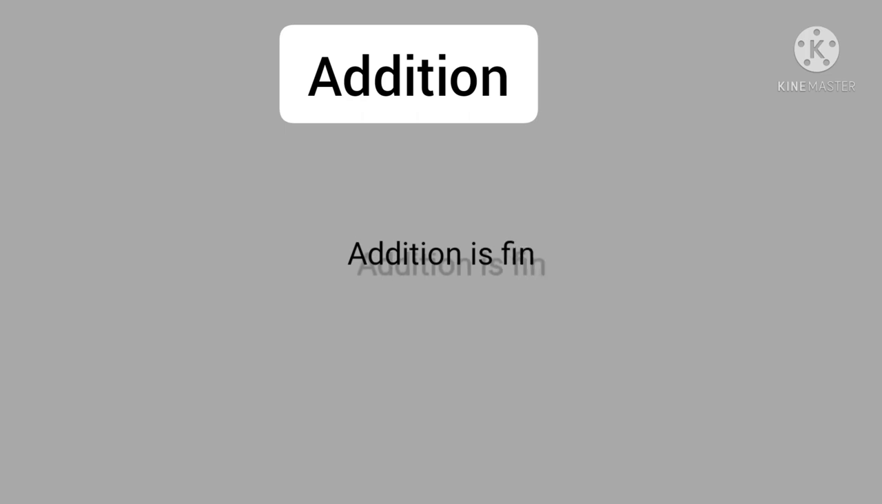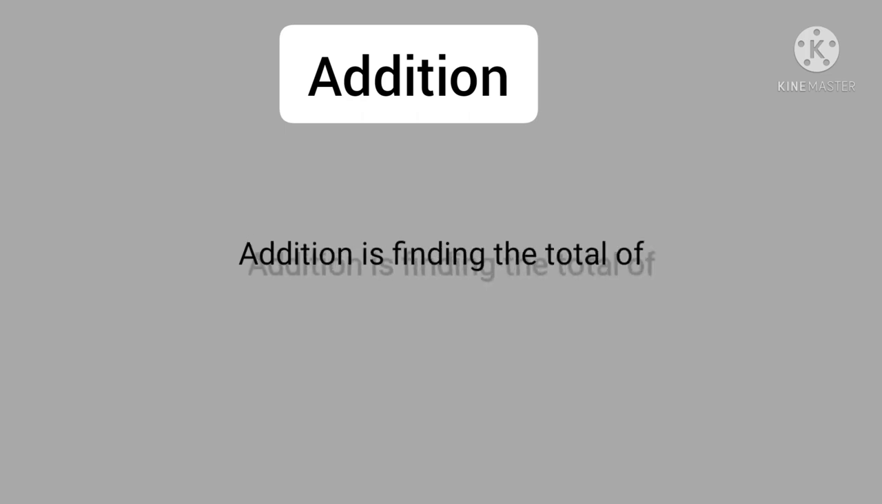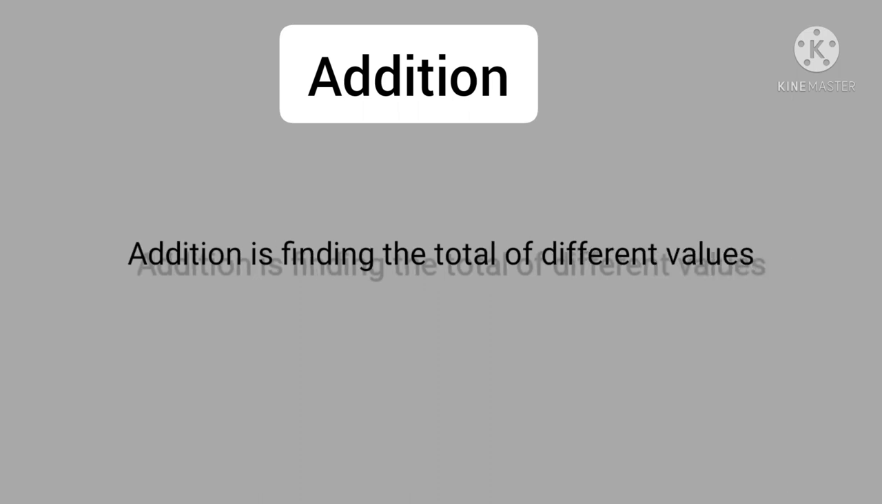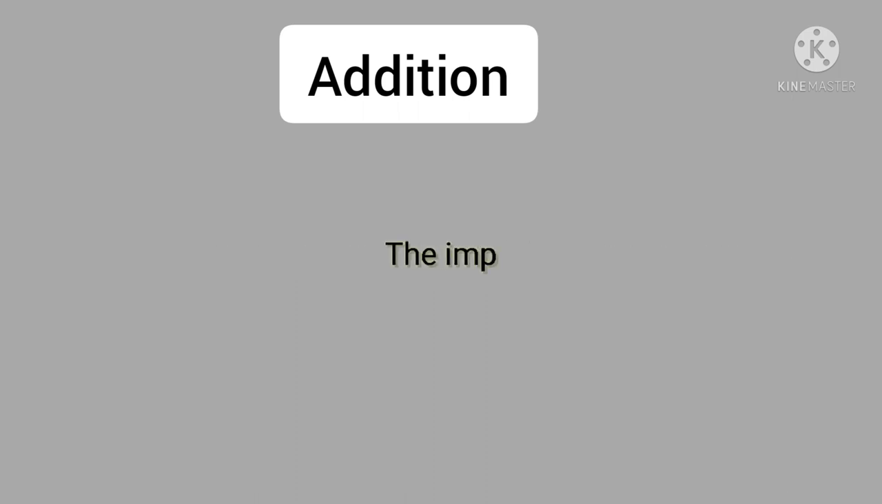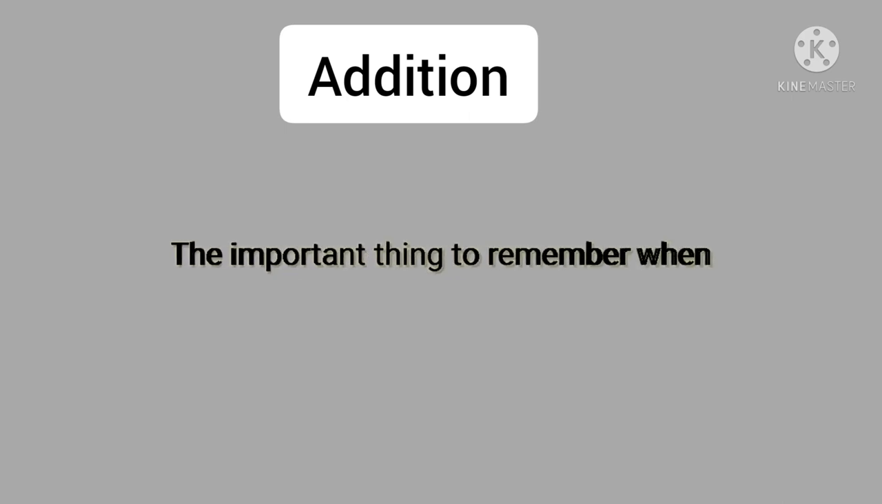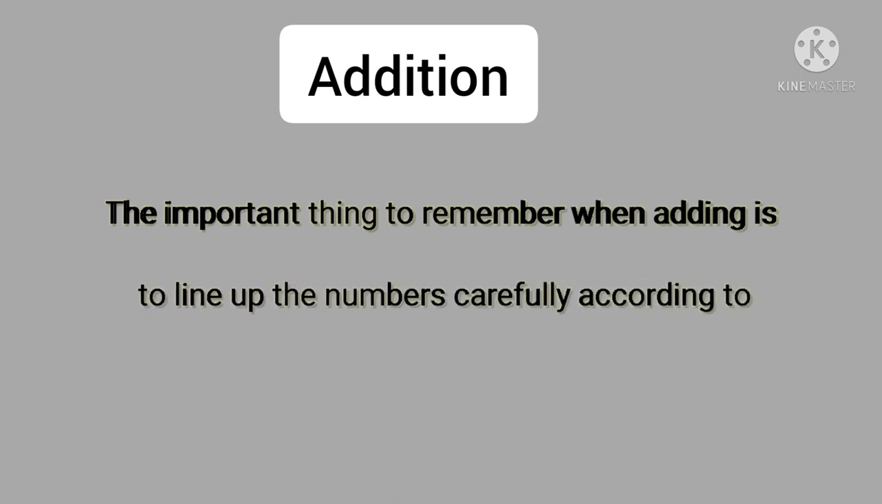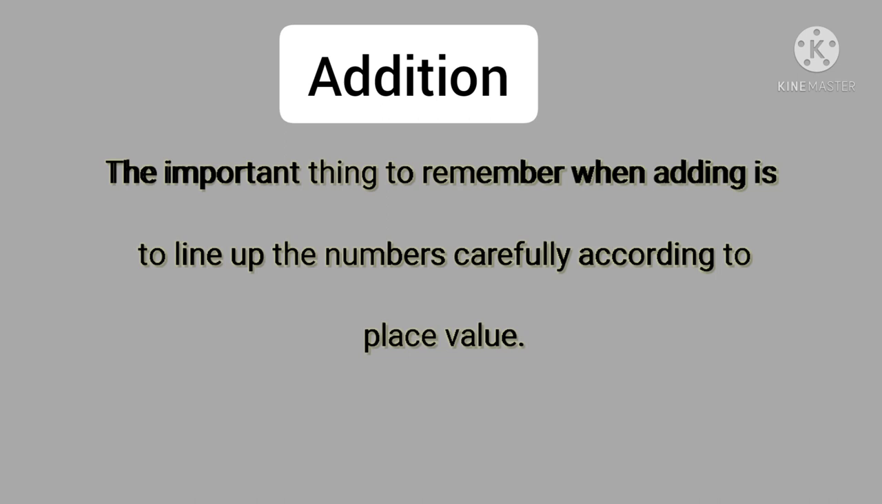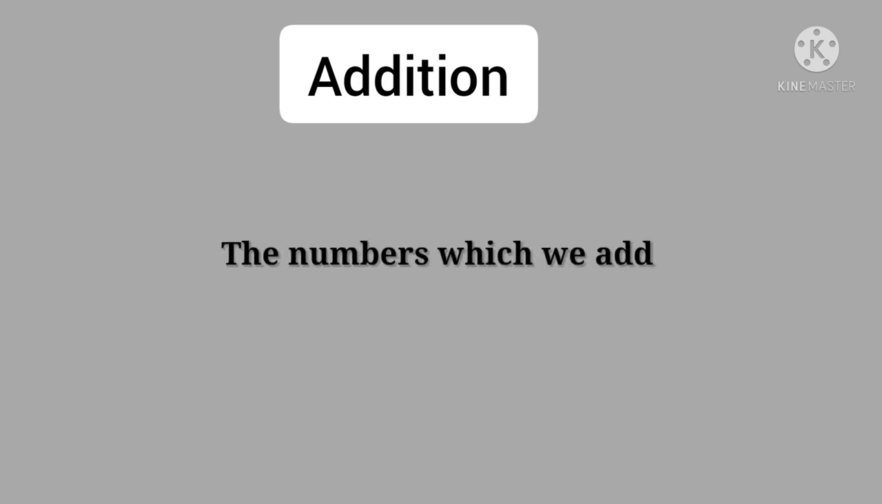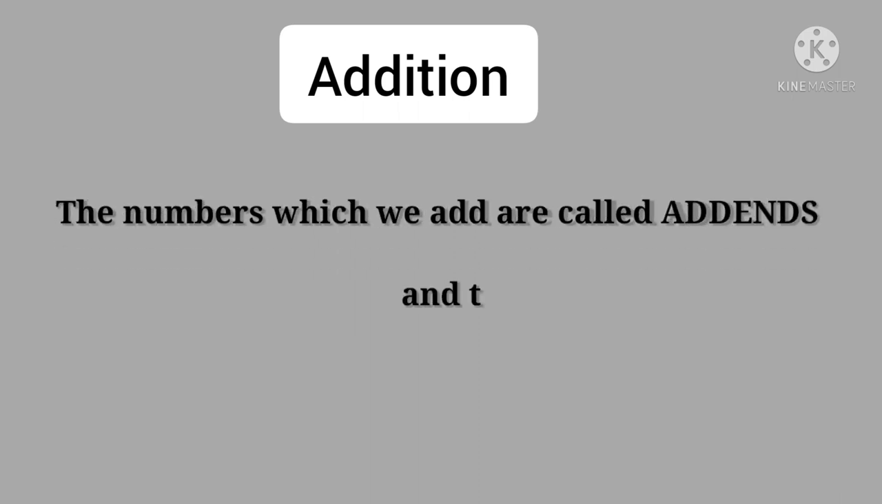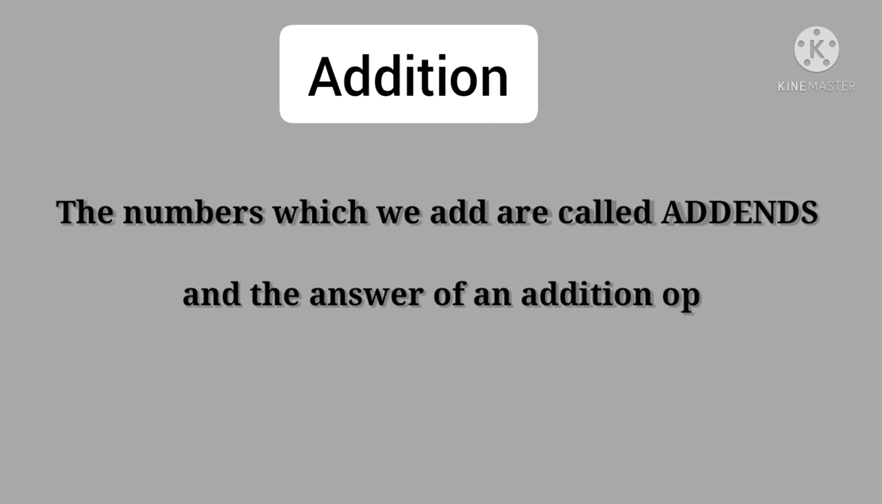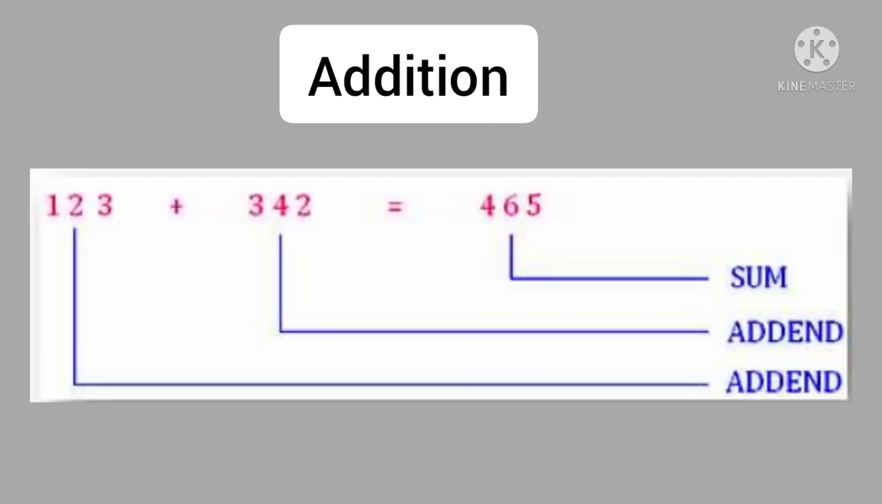Addition is finding the total of different values. The important thing to remember when adding is to line up the numbers carefully according to place value. The numbers which we add are called addends, and the answer of an addition operation is called sum. Here 123 and 342 are called addends, whereas the resultant 465 is called sum.